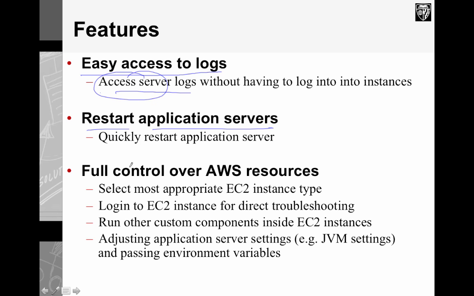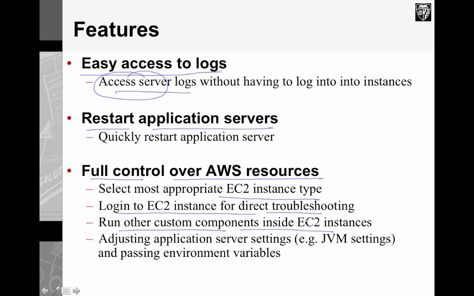The most important thing is that you have full control over your AWS resources. When you launch an Elastic Beanstalk instance, you're really launching a bunch of AWS resources like Elastic Load Balancer, S3, EBS, EC2 instance. And so you actually have the option of selecting which EC2 instance you want. You can even log into the EC2 instance for direct troubleshooting. You can also run other custom components inside the EC2 instances. Now you're actually doing your own customization.